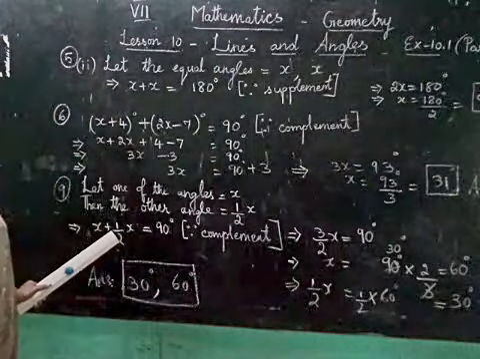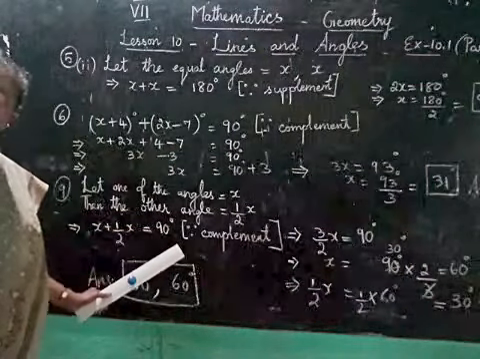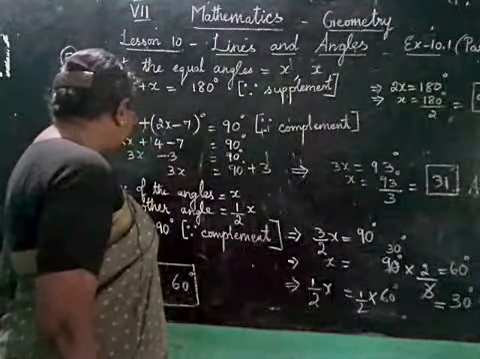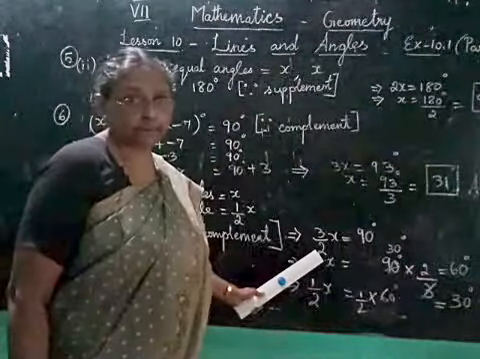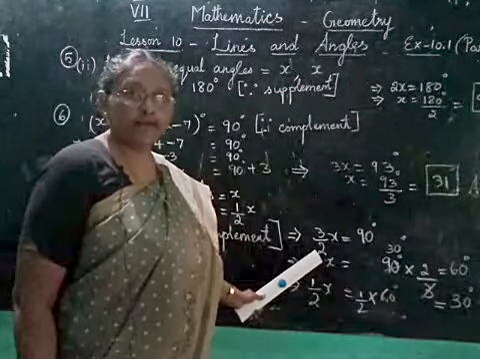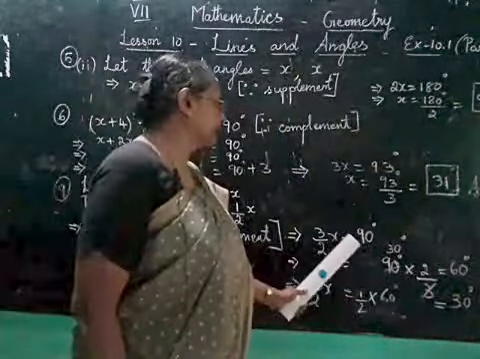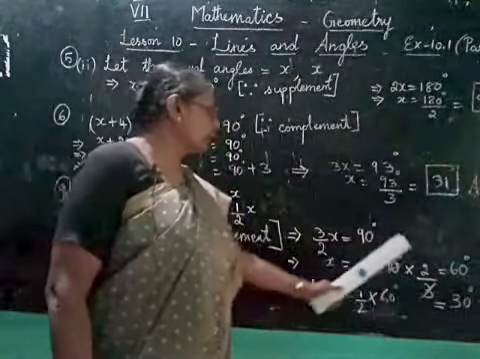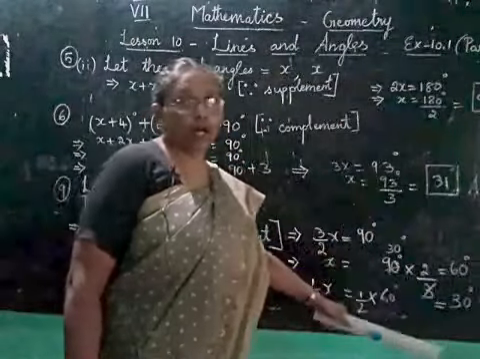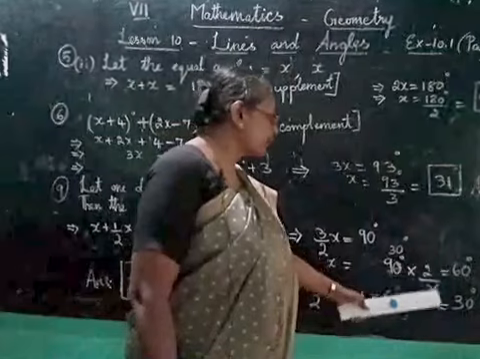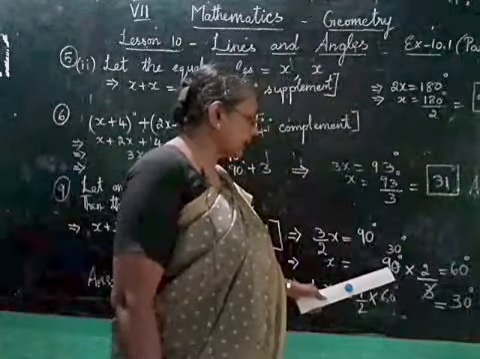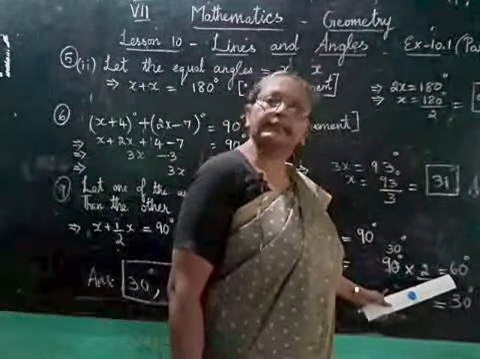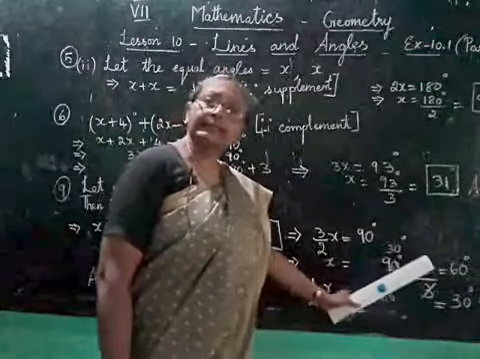So x plus half x will be equal to 90 degrees since they are complement. Then when we add x and half x, we get 3 by 2 x. 1 plus half is 1 and a half, which will be 3 by 2. So 3 by 2 x is equal to 90 degrees. Then what will be x? x will be equal to 2 will go up, multiply, 3 will come down as divide. Now 90 into 2 by 3, when we reduce, 3 will cut 90 30 times. So 30 degrees into 2, when we multiply, you get 60 degrees.